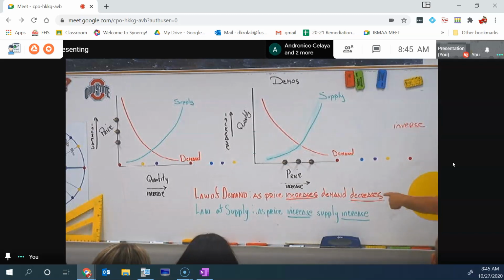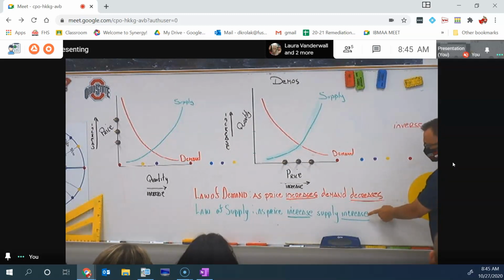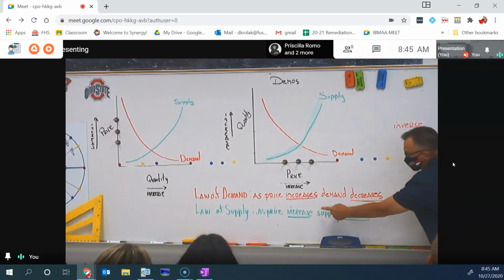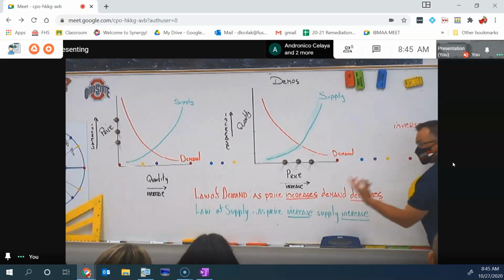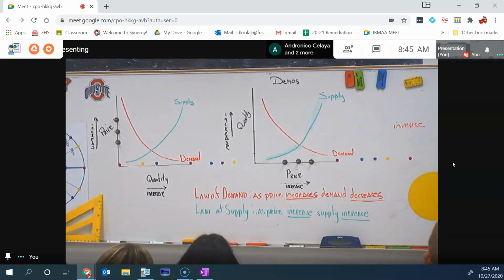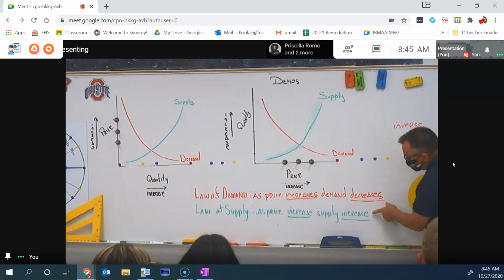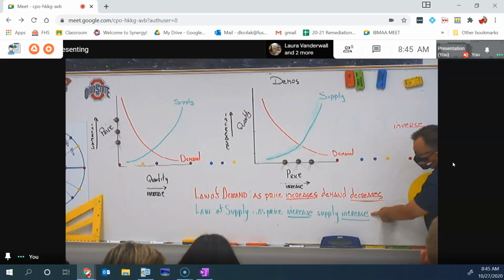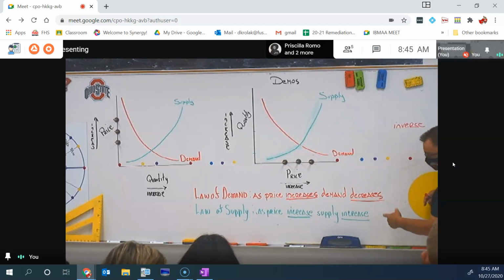Okay. Now the law of supply is just the reverse. It's not inverse. So if one goes up, the other one goes up. So the law of supply means as price increases, whoever's making the item is going to be encouraged to make more of the item. Is that correct? Okay. You guys correct me if I'm wrong. Okay. So as price goes up, the manufacturer or the supplier is going to be encouraged to increase supply. We got more money coming in.